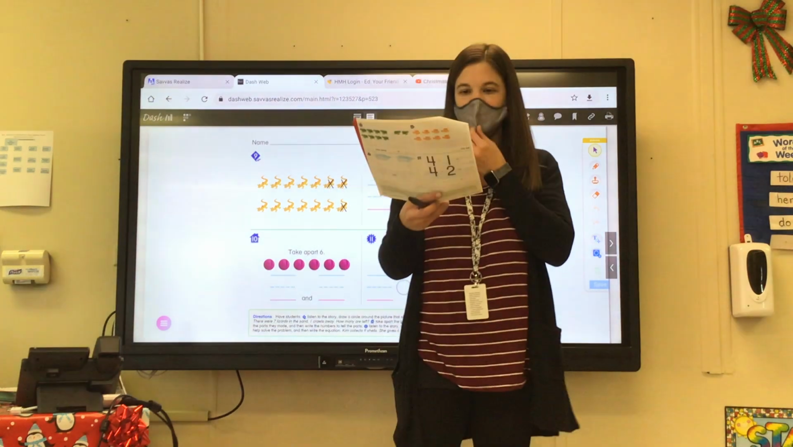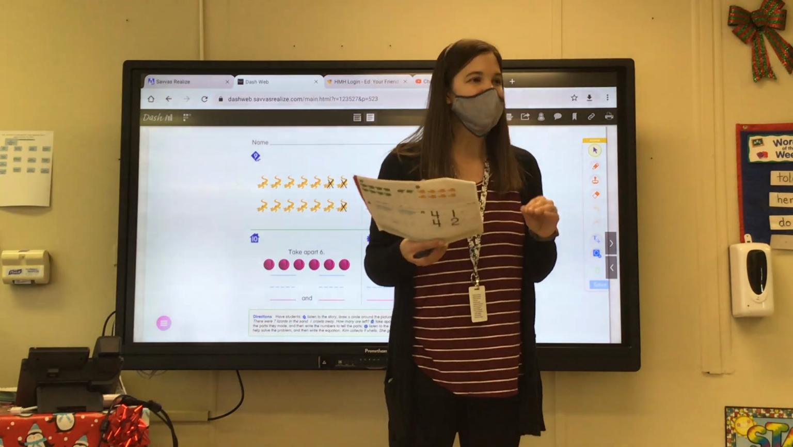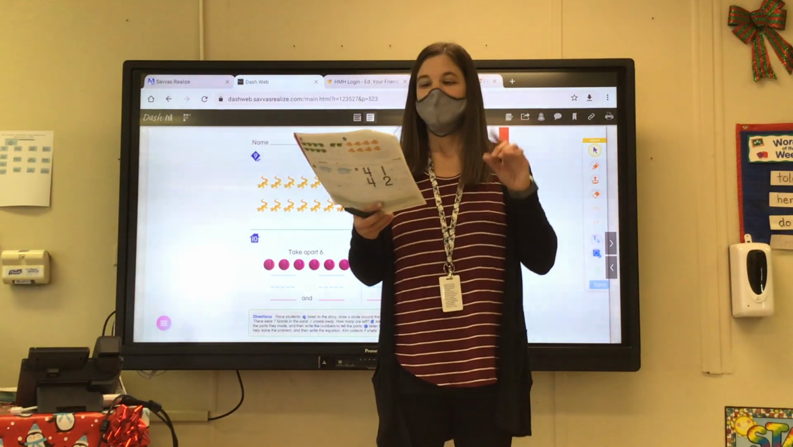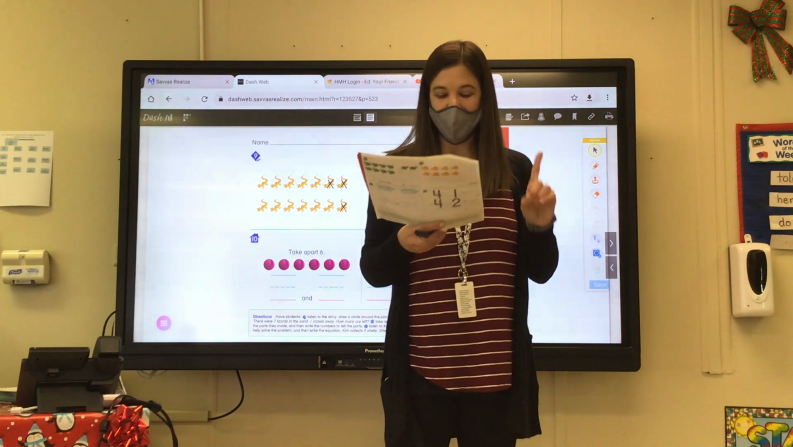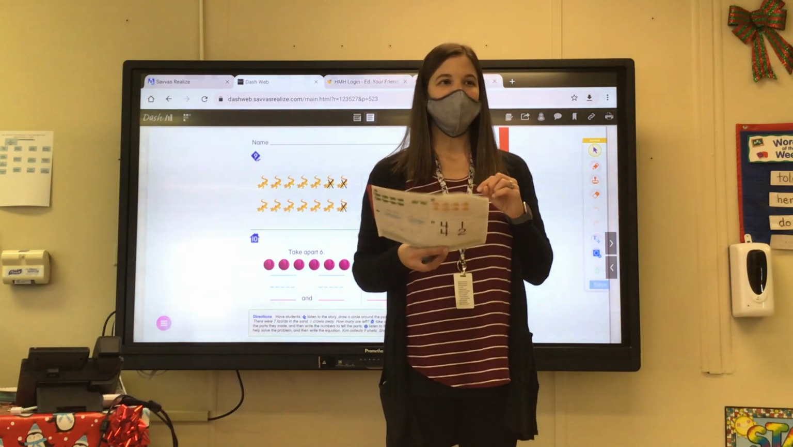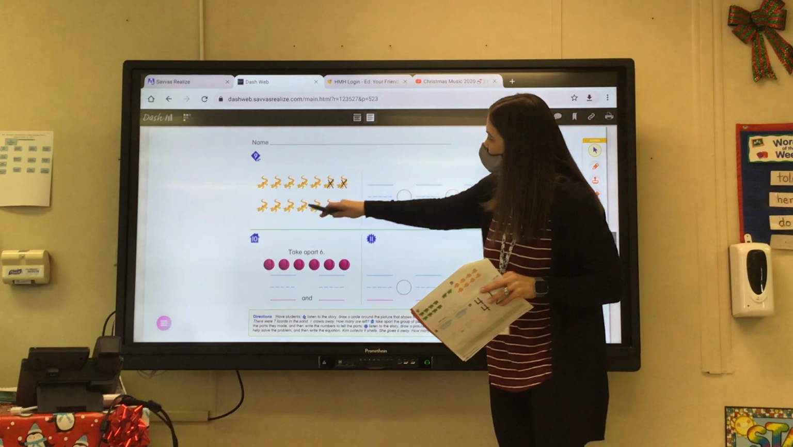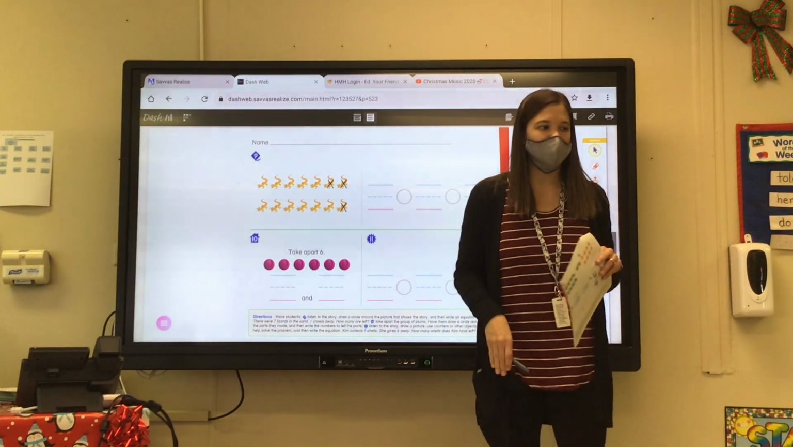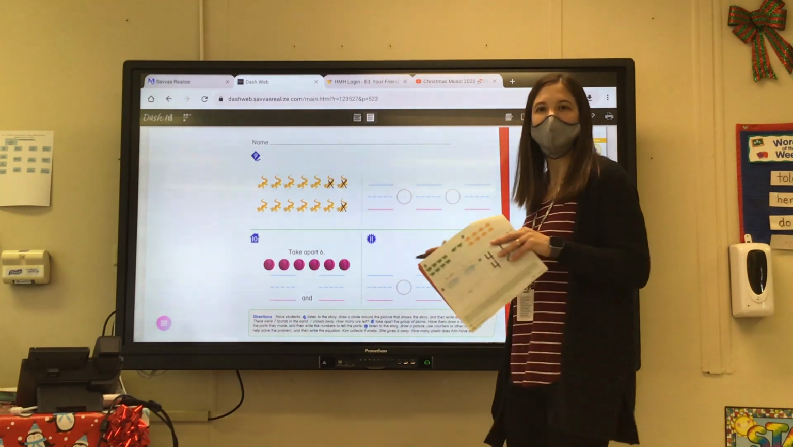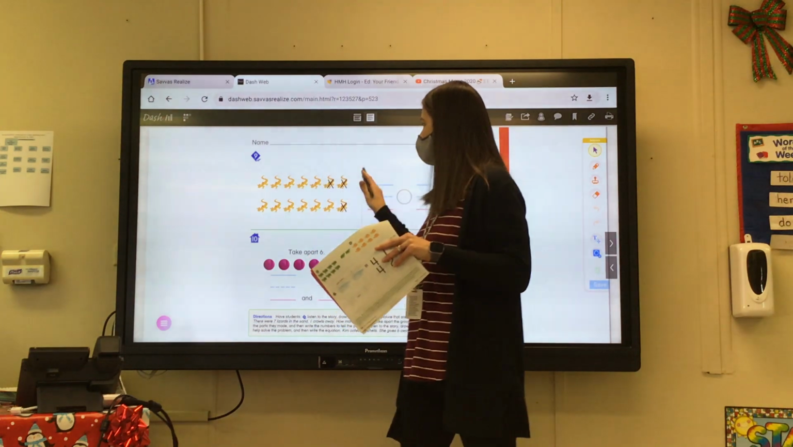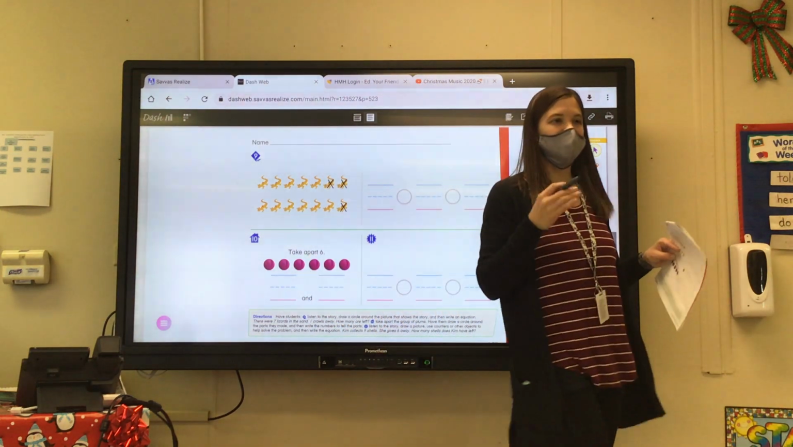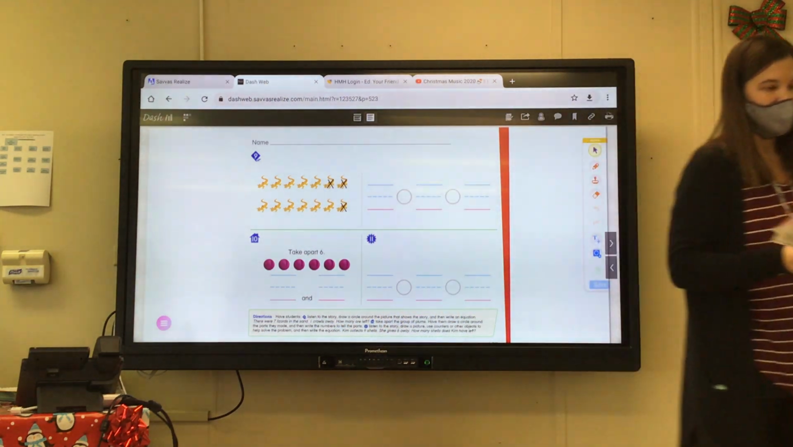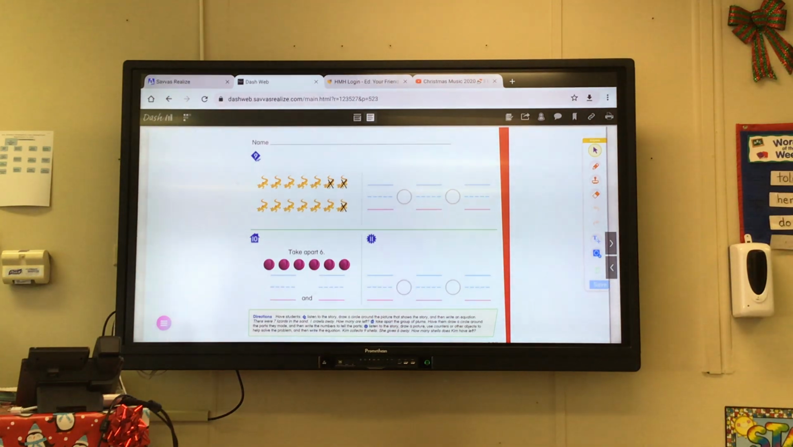Okay, so listen. There were 7 lizards. 1 crawls away. How many are left? So think about which one shows that with my 2 pictures and circle the picture that matches what she just said. There were 7 lizards in the sand, and 1 crawls away. Now you're gonna write it out here.